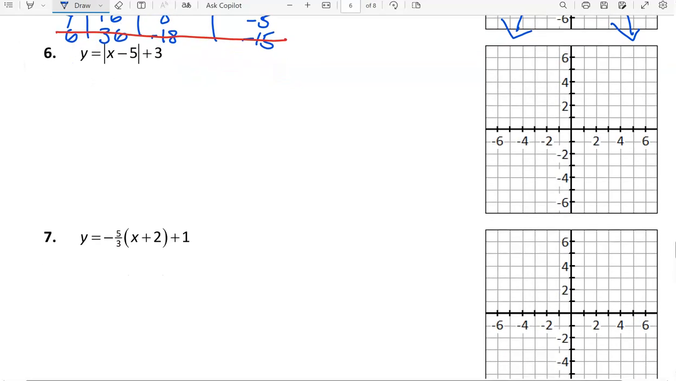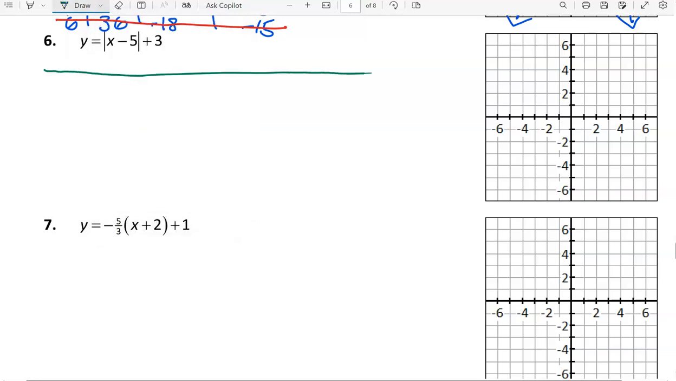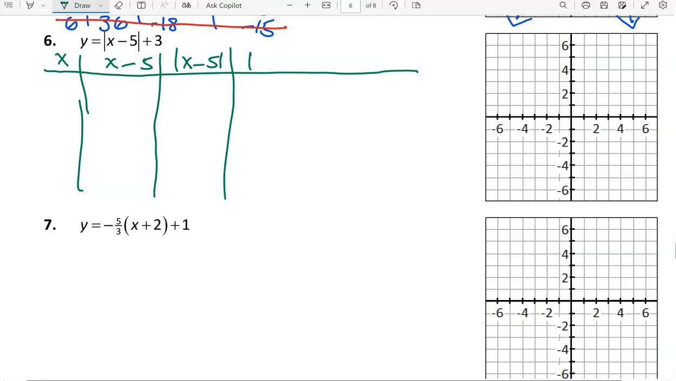The next one is an absolute value, so we're kind of expecting a V shape here. So let's create our table of values. When we replace x with a number, the very first thing we are going to do is subtract 5, then take its absolute value, and then add 3 to that.